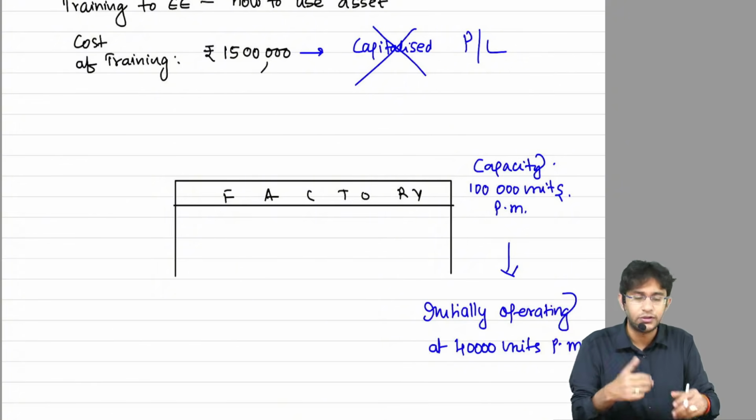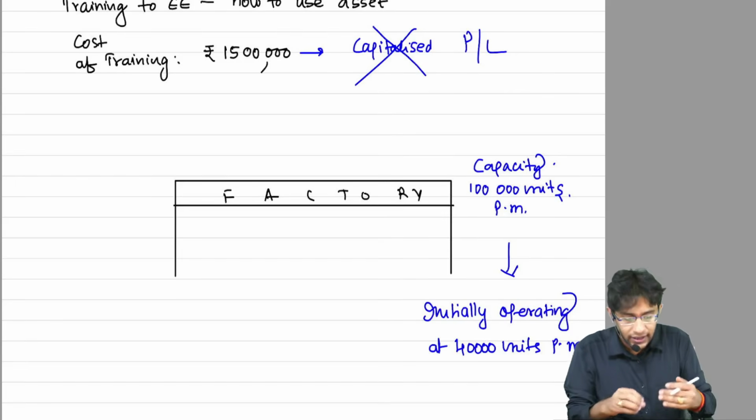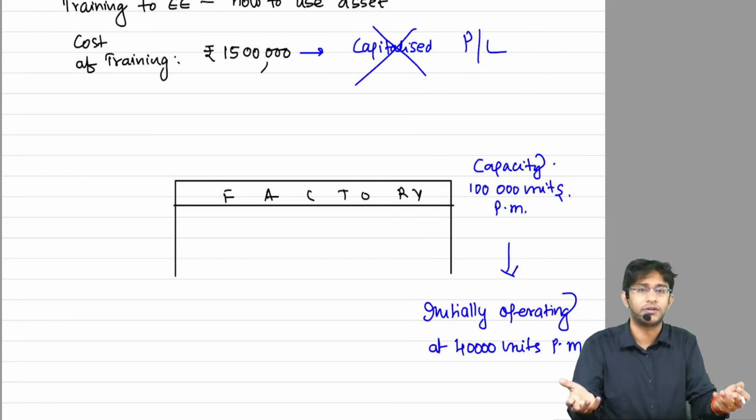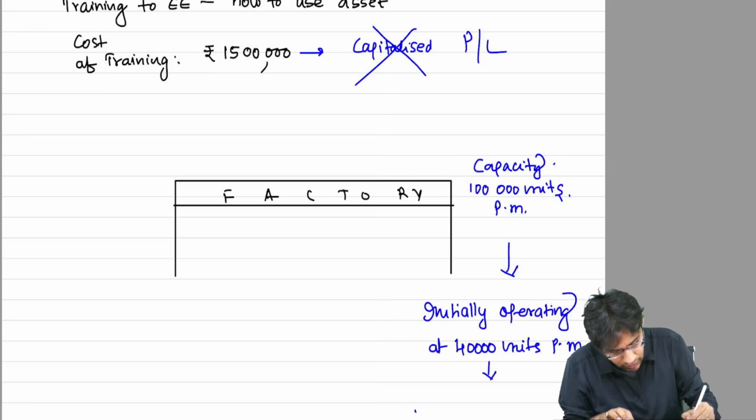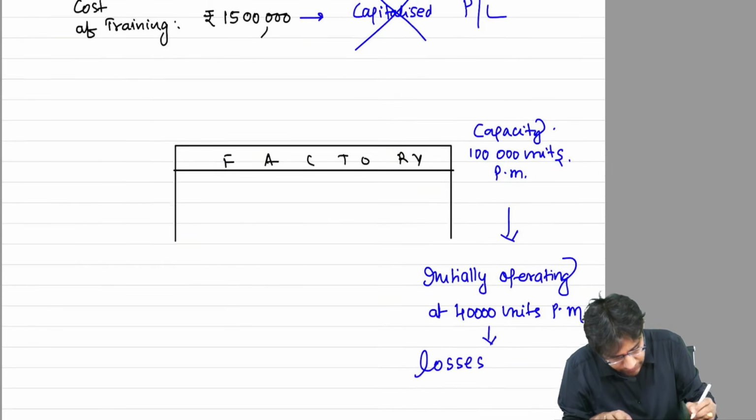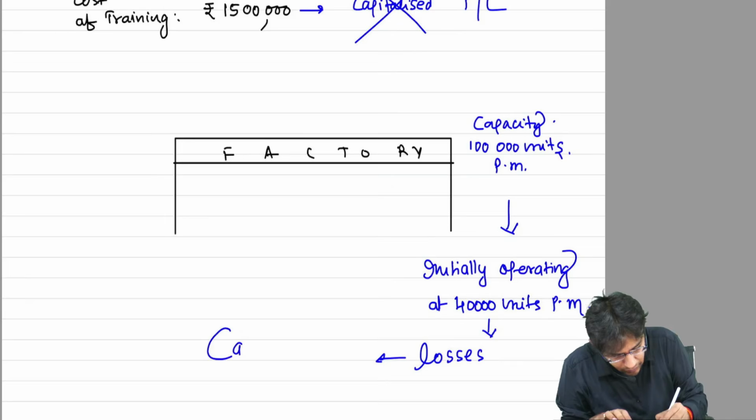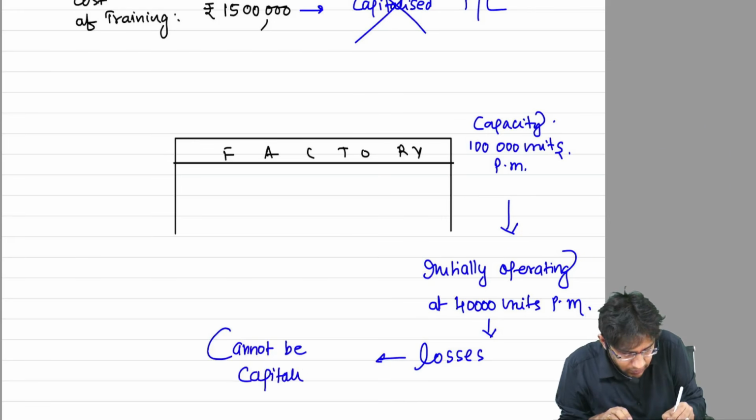So 40,000 units you are manufacturing because sales are less. And it is no surprise. Initially, everybody will have lower sales only. So initially, you are suffering losses. A loss cannot be capitalized. Very, very popular question.